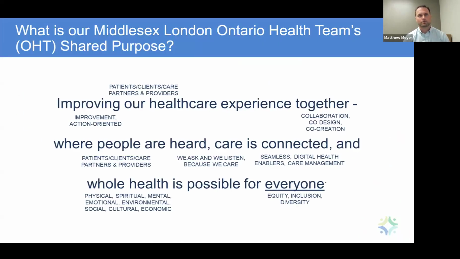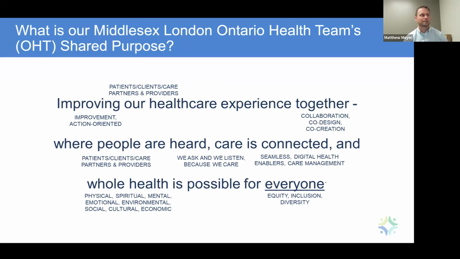This is our purpose statement that we've created in Middlesex, London. The reason why I wanted to start here is that we try to ground all of the work we're doing within this purpose statement of improving our healthcare experience together, where people are heard, care is connected, and whole health is possible for everyone. And you'll see this was developed in a co-design process, with patients, caregivers, providers, executives from across the system. And what you'll see in the words under some of the terminology there are elements of the quintuple aim, elements of integrated care, certainly elements of population health management. So we've been trying very actively from the beginning to be thinking about how we incorporate and embed those concepts in everything that we do.